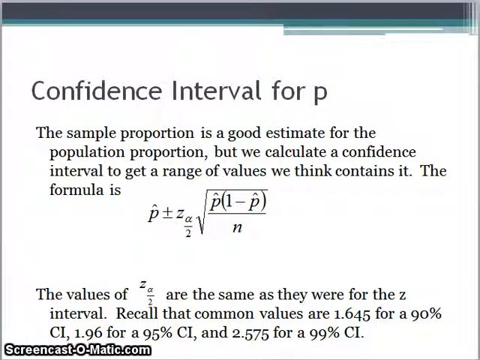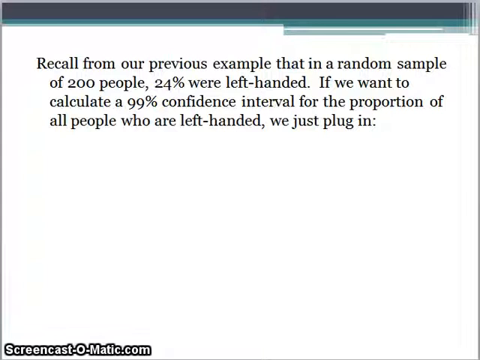This is a little bit more complicated, but it's still doable. The values of z alpha over 2 are exactly the same as they were for the z interval before. And so here's an example.